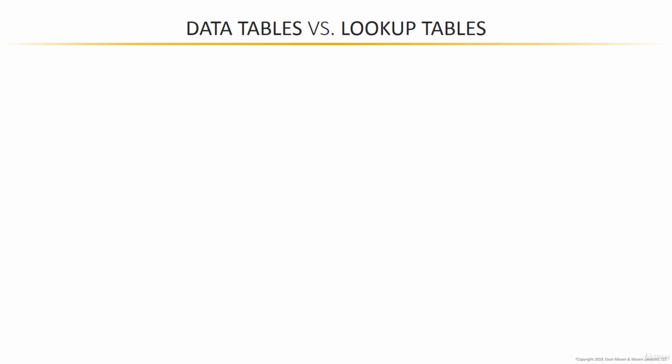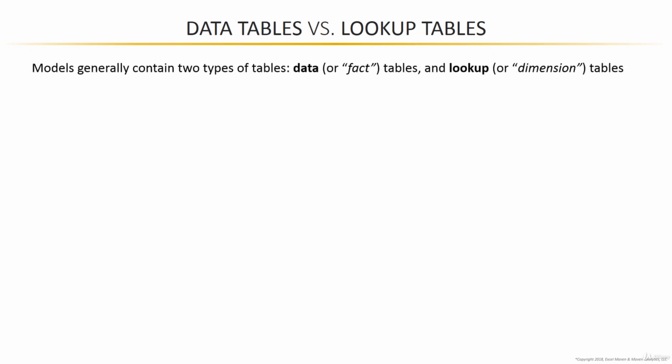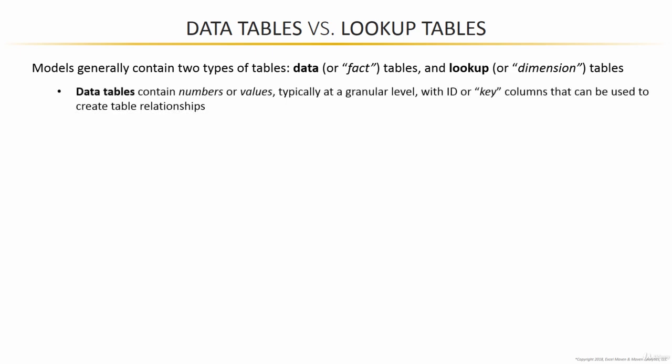All right, continuing on with this concept of normalization, let's talk about data tables versus lookup tables. Now, generally speaking, data models contain two different types of tables: data, sometimes known as fact tables, and lookup or dimension tables. The way to differentiate between the two is that data tables contain those quantitative metrics, the numbers or values that you really care about.